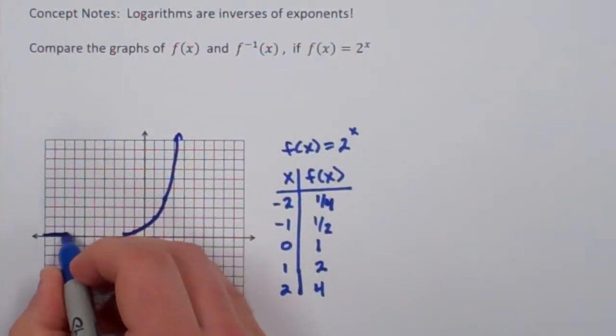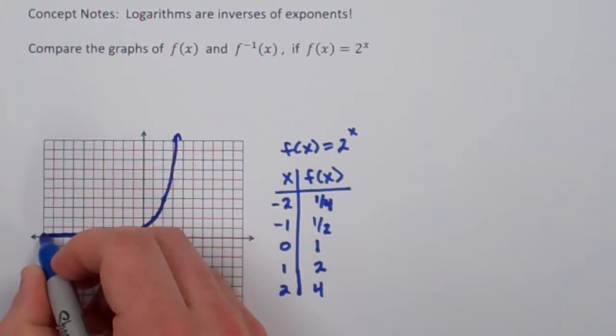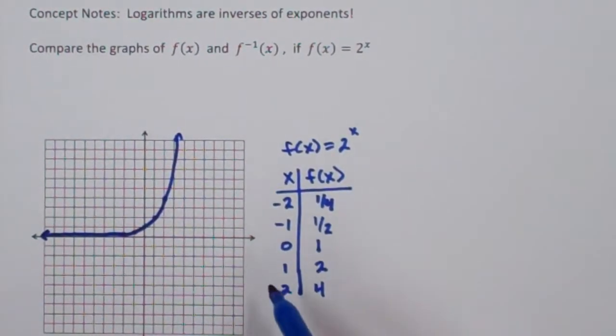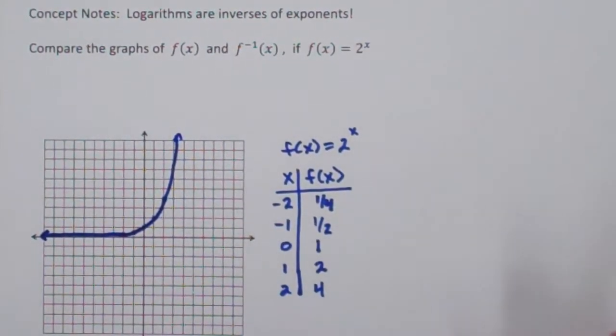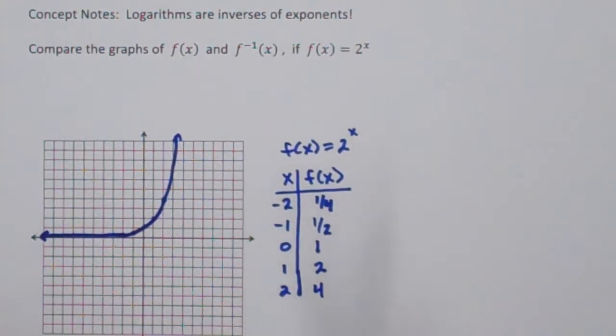Now keep in mind that the value of f of x, or y in this case, cannot be lower than 0. As a matter of fact, it can't even be 0. Remember, there's an asymptote right here, y is equal to 0.